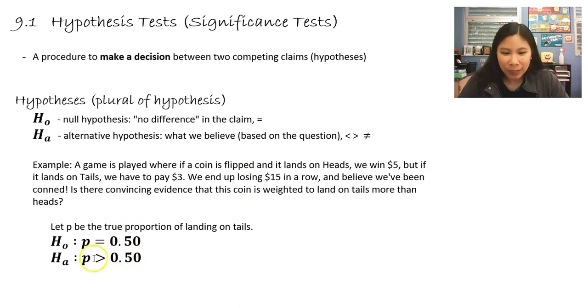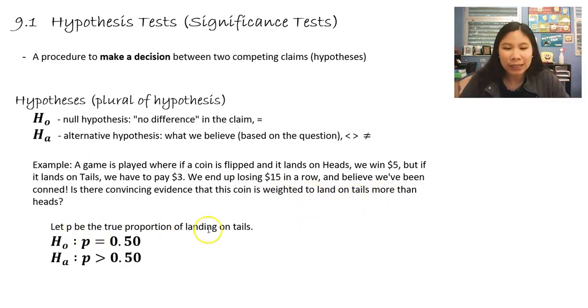The symbols here: in our null hypothesis, we always assume that there's no difference in the claim, so it's always going to be an equal sign in there. So in our null hypothesis, we're basically believing that the coin is actually fair. It's going to flip 50-50 for heads and tails. But then what we actually believe, based on the question, is there convincing evidence that this coin is weighted to land on tails more?